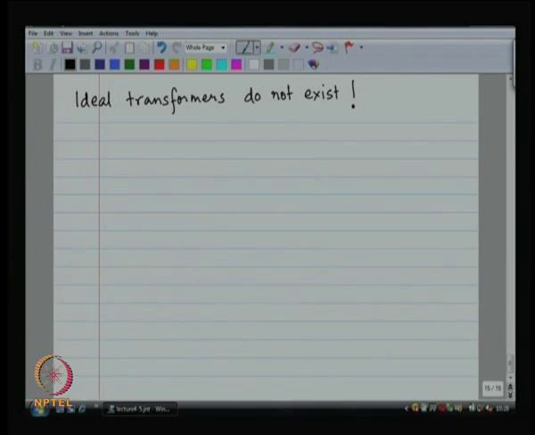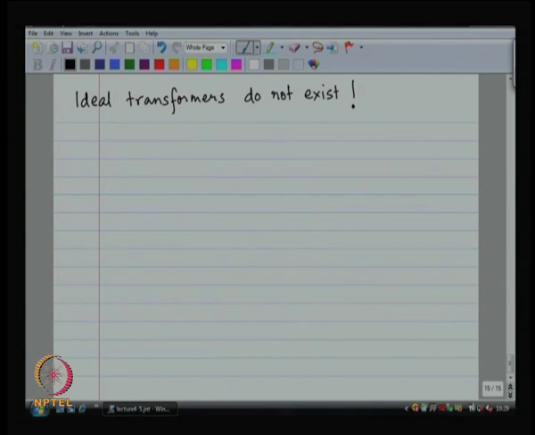It does not exist. It is impossible to make an ideal transformer. We are going to study transformers later on, but it is not possible, right. Second thing is transformers also consume power. It is impractical to say that I am going to make a transformer and it is not going to consume power. There are going to be copper losses, there are going to be core losses. So, because of these things the transformer is not going to be lossless anymore, right.